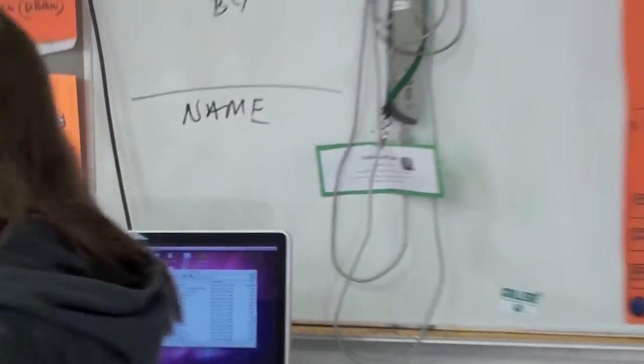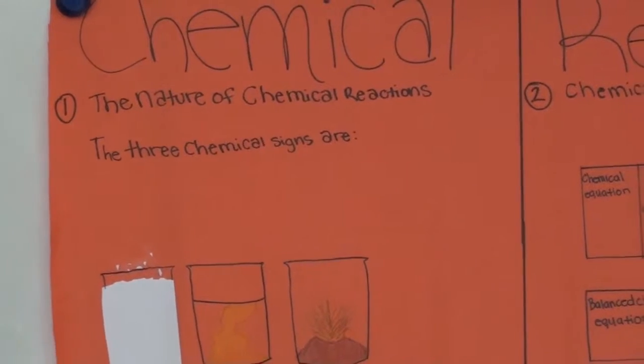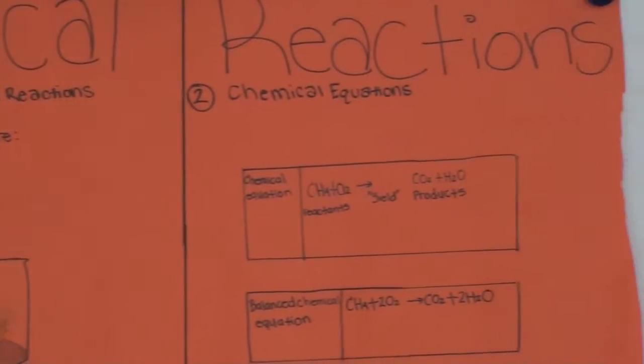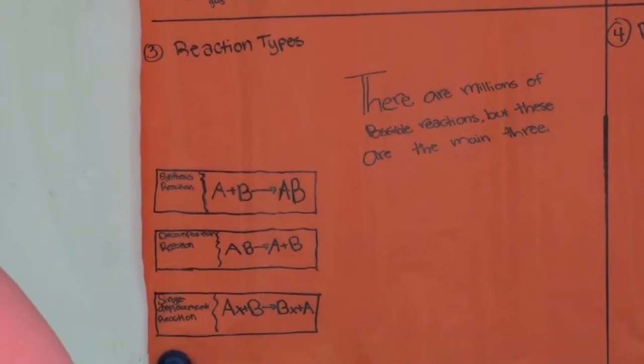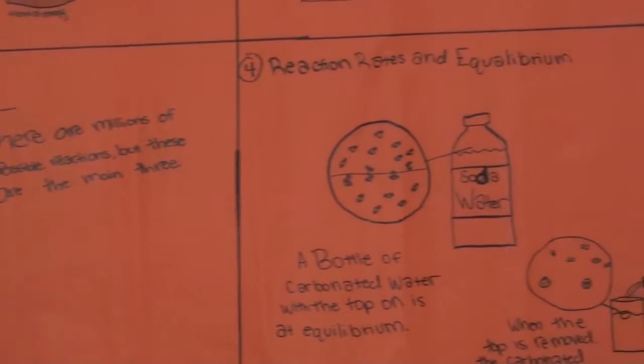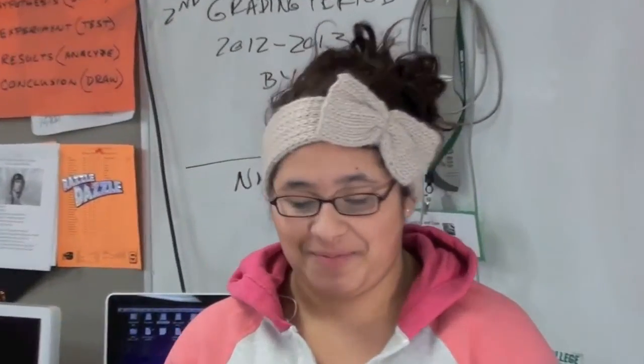There are millions of possible reactions, but these are the main three: synthesis reaction, decomposition reaction, and single displacement reaction. A bottle of carbonated water with the top on is at equilibrium. When the top is removed, the carbonated water is no longer at equilibrium.